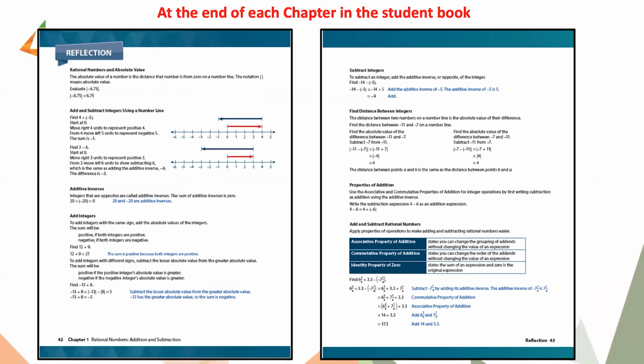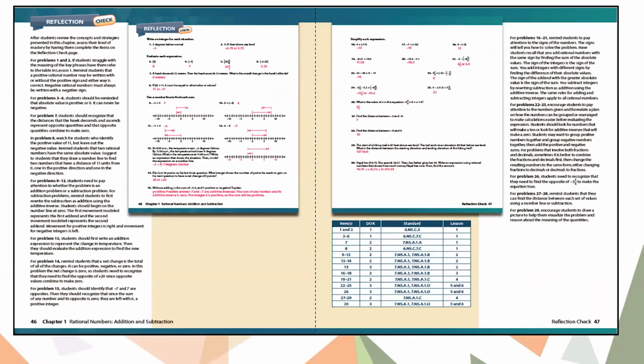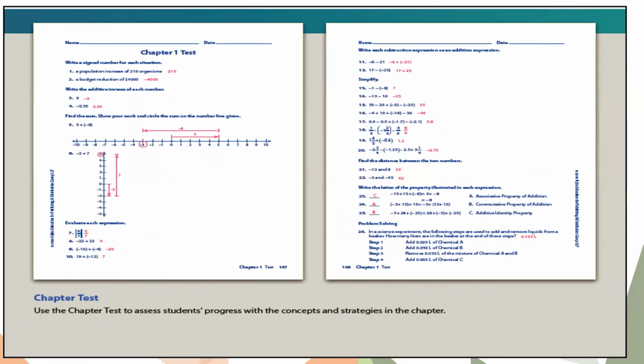We have a reflection, which goes back over any concepts and maybe any vocabulary that was in the chapter. And then we want to check their understanding with problems and questions. These problems represent problem types from each one of the lessons in the chapter. Then we have a reflection check, which helps them to check their responses to that. In the practice books, we have mid-chapter quizzes, and we have a multiple choice quiz. And then at the end of the chapter, we have a chapter test.